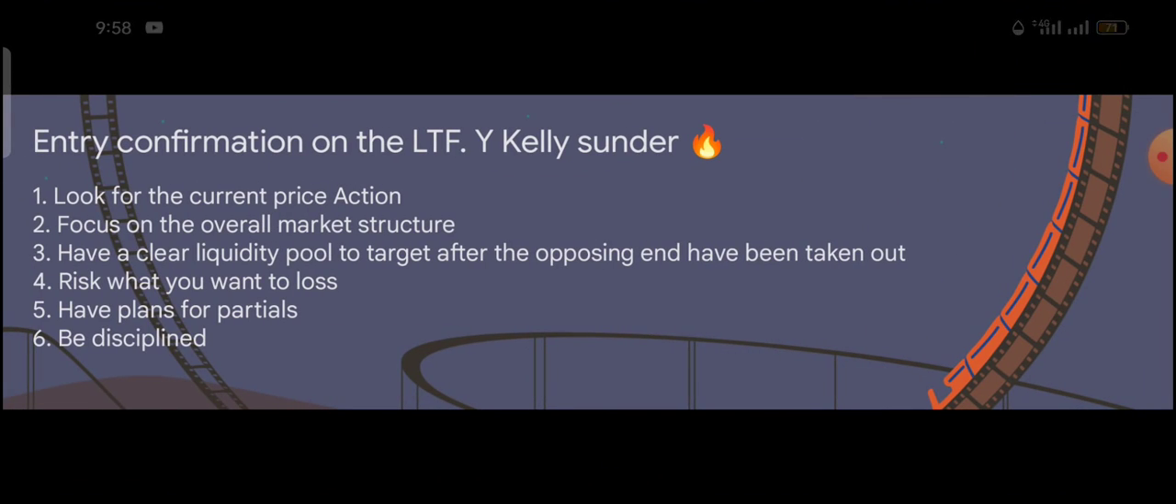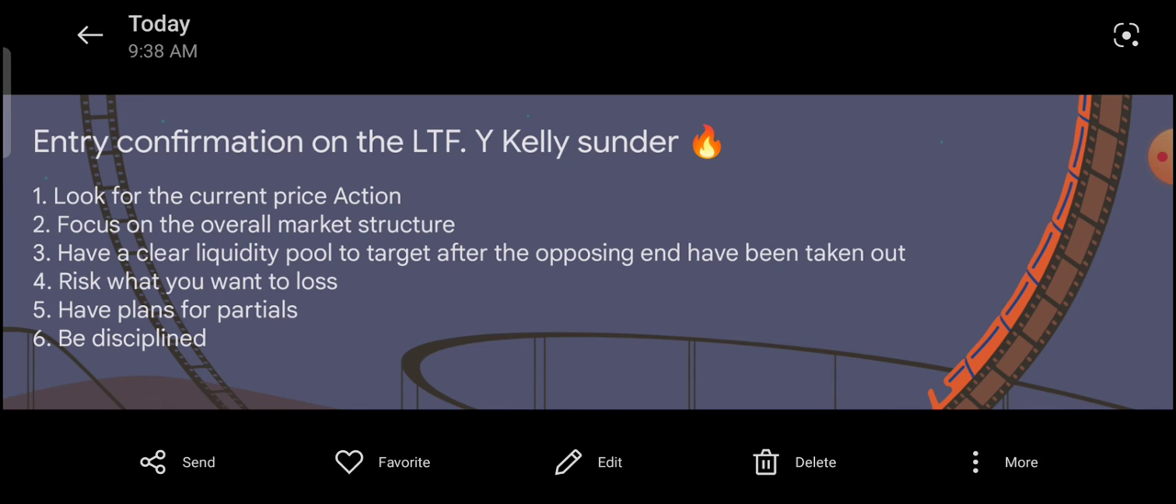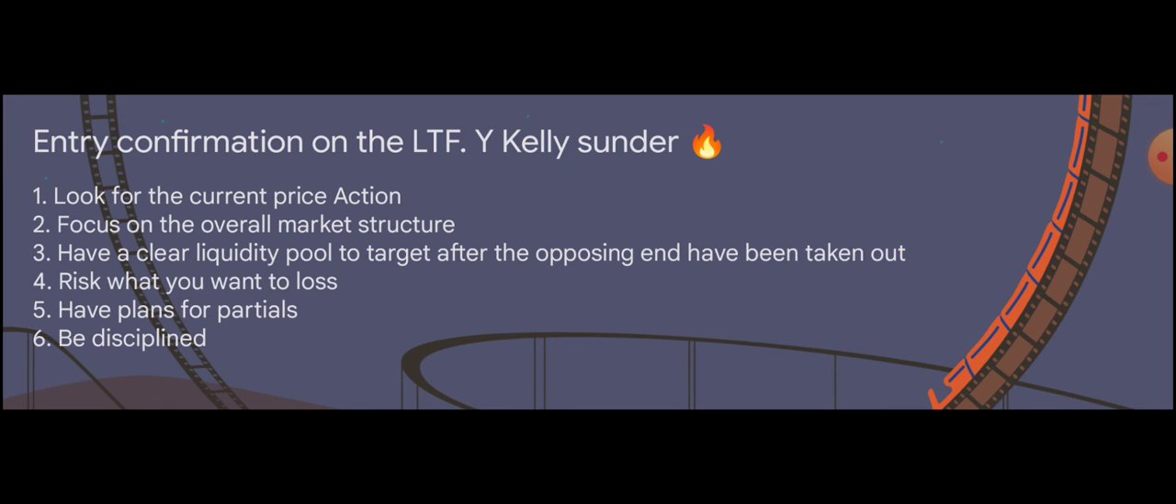You can see I've explained everything here. Have plans for partials. The partial would have been 60-something pips, and the overall trade is 100 pips. Then be disciplined. Discipline is a personal thing. I don't really know where I'd start teaching discipline from, but you should be disciplined. So that is it.